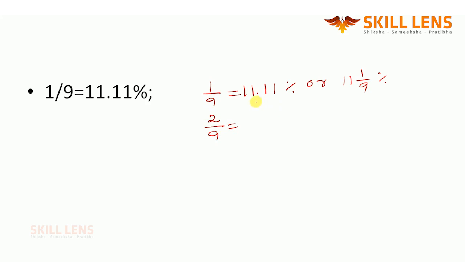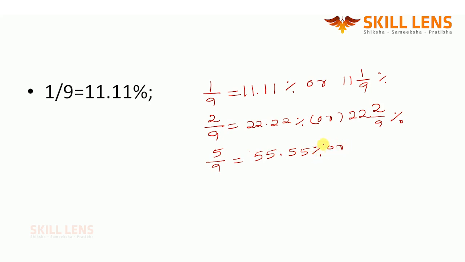So LHS multiplied with 2, then RHS also multiplied with 2. Then it will become 22.22%, or I can write 22 with the 2 repeating, which means 2 by 9%. How about if I ask you 5 by 9? Then it will give you 55.55%. Okay, or you can write it as 55 5 by 9%.